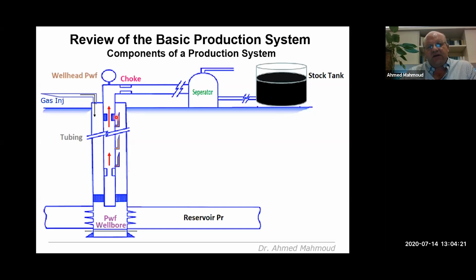So this is the typical or the simplified form of the basic production system. We start with the reservoir, and from the reservoir, the oil migrates to the wellbore. And there's a motivation for this migration, and the motivation is the change of pressure. The pressure in the reservoir is high. The pressure in the wellbore, which is a man-made thing, is definitely going to be lower.